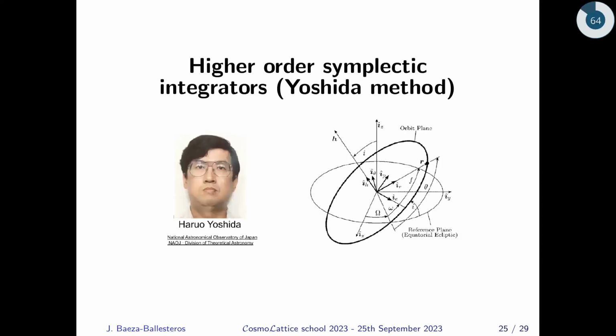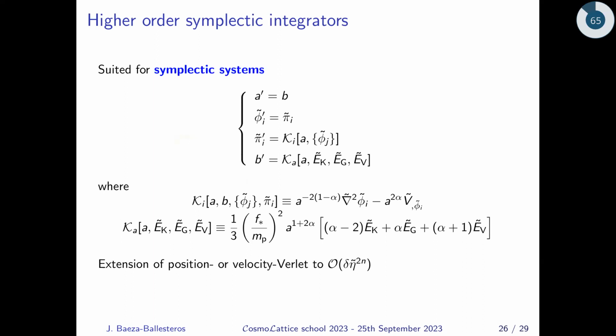So the last methods I'm gonna discuss are these higher order symplectic integrators, which are known as the Yoshida methods, and they are just a generalization of the Verlet algorithms we were discussing before. So in this case, we are going back to the symplectic system, to systems in which the kernel for the conjugate momentum does not depend on itself. It only depends on the scale factor and the scalar fields. So contrary to what we had before, the kernel does not have any term depending on the conjugate momentum.